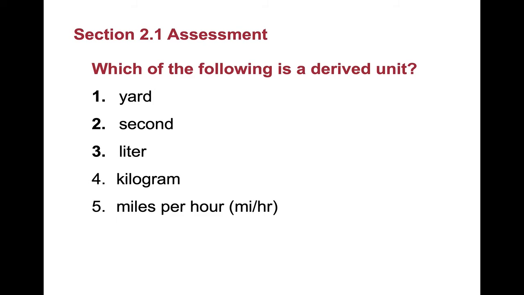Which of the following is a derived unit? Yard, second, meter, kilogram, miles per hour. If you guessed number 5, you were right. And how do I know? I've got 2 unit labels here. They don't cancel out. That tells you it's derived. I've got 2 base units. Miles is distance, hour is time.